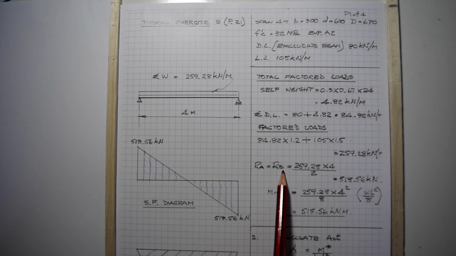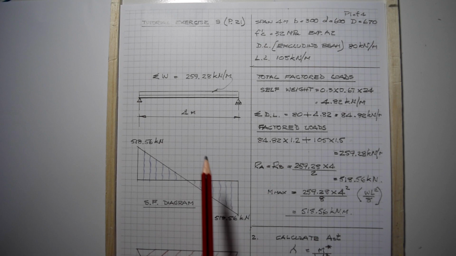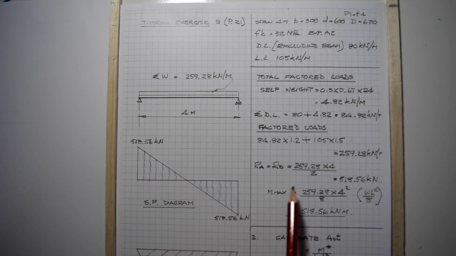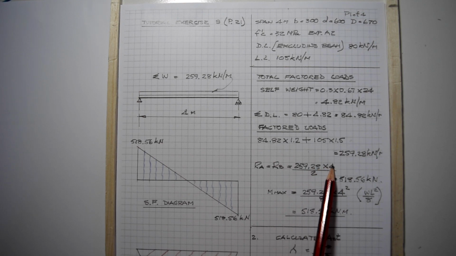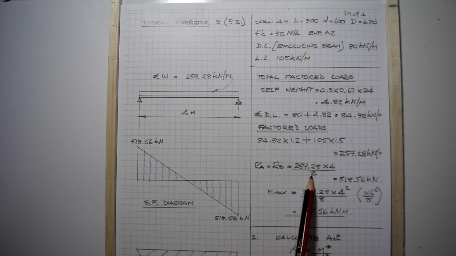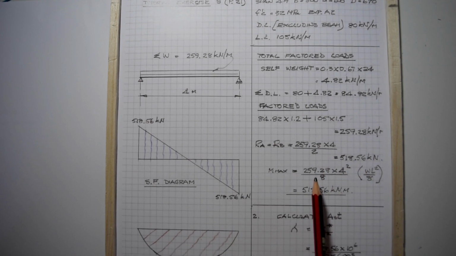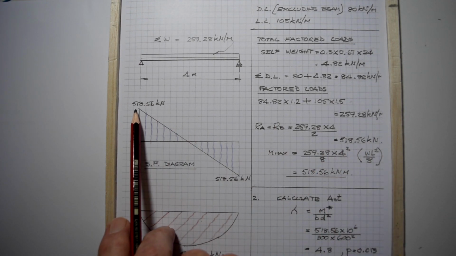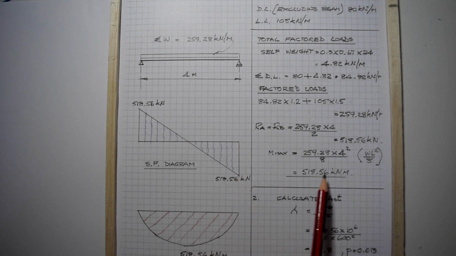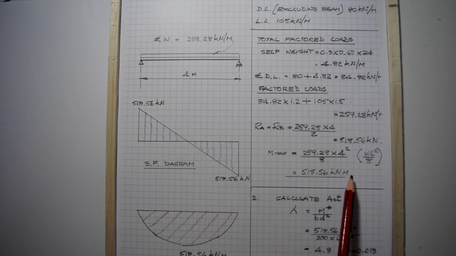You don't have to take moments to find the reactions, because if you take the total load in the beam and divide it by 2, due to symmetry, RA will equal RB. So what I've done is I've taken the load per meter multiplied by 4 meters, divided by 2. So each reaction is 518.56 kilonewtons. That also happens to be the shear force on either end of the beam, 518.56 kilonewtons.